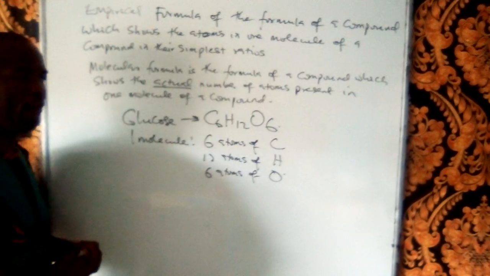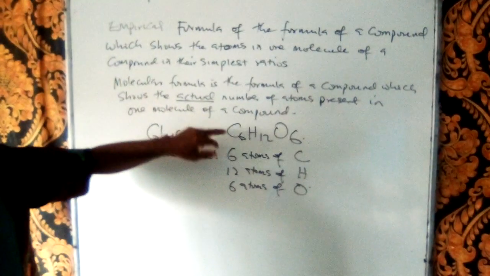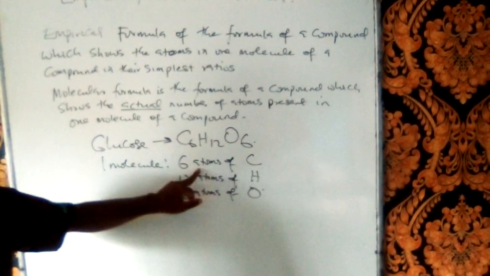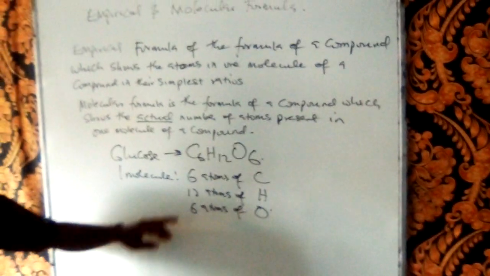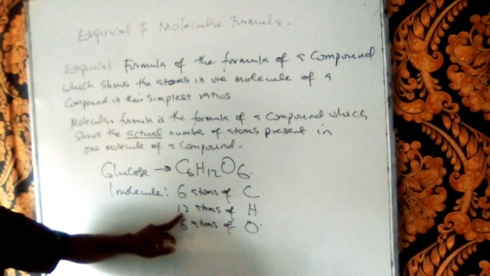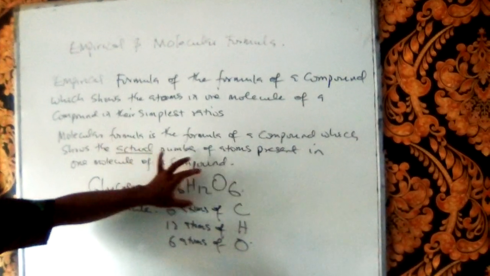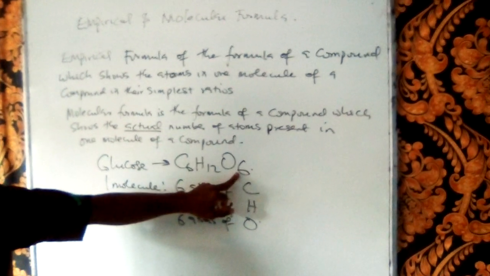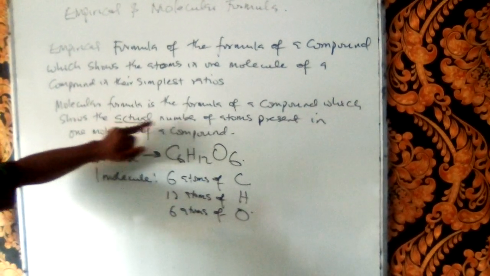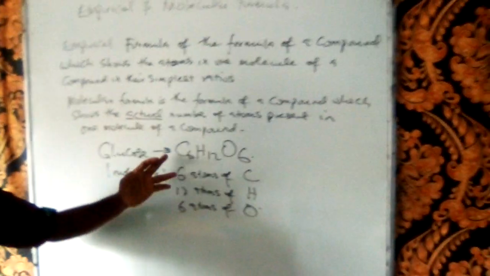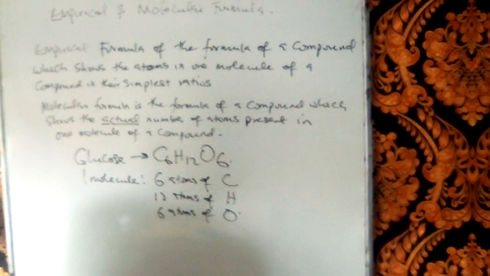So the actual number of atoms of carbon in one molecule of glucose is 6. The actual number of atoms of hydrogen is 12. The actual number of atoms of oxygen in one molecule is 6. That is why the molecular formula of glucose is C6H12O6. That is the formula that shows the actual number of atoms present in one molecule of a compound.